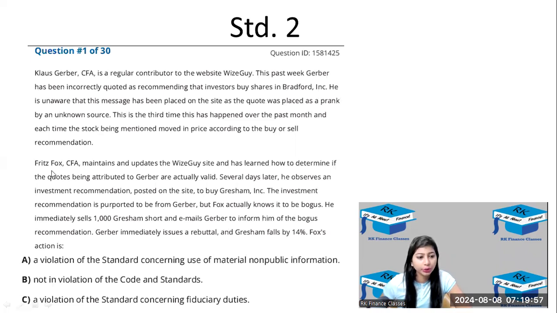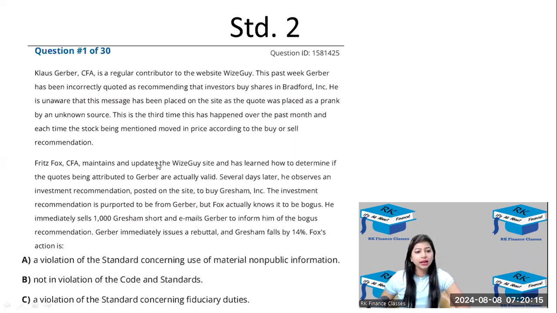Let's see further क्या हो रहा है. Fritz Fox, CFA, maintains and updates the Wise Guy site, and has learned how to determine if the quotes being attributed to Gerber are actually valid. Okay, now there is one more guy, Fox.